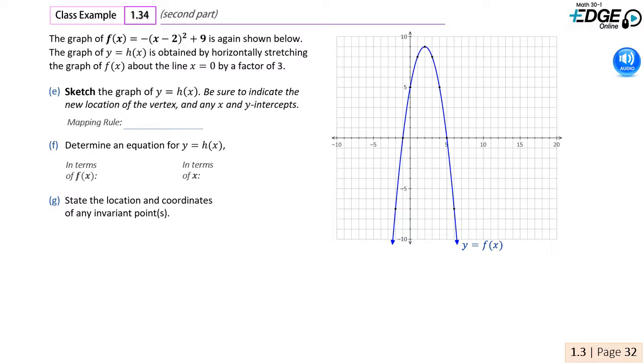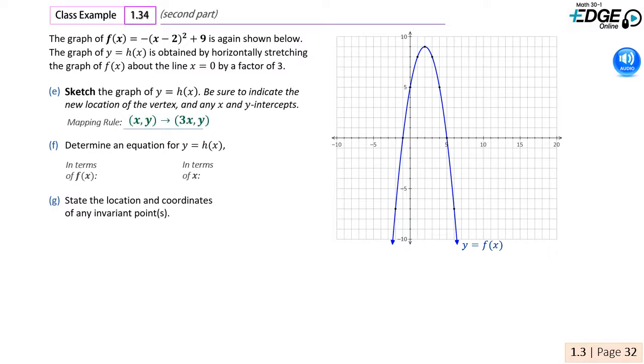What's important here is we're going to start by writing the mapping rule. And we're going to do that because we're working with the graph. We want to sketch the transformed graph. When we read in words that the horizontal stretch factor is 3, a lot of students question, should I be writing the reciprocal in the mapping rule? And the answer is no.